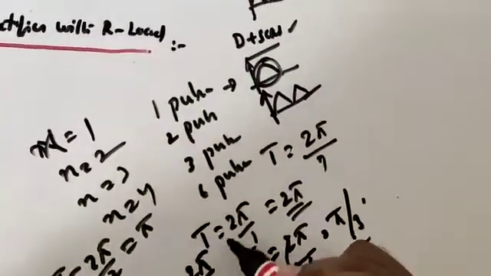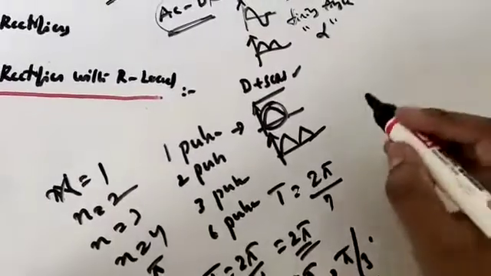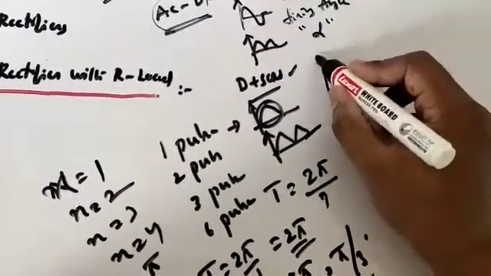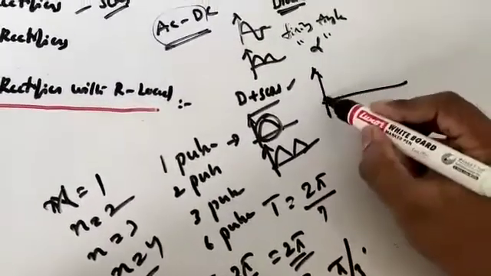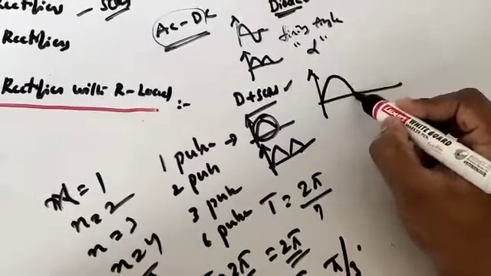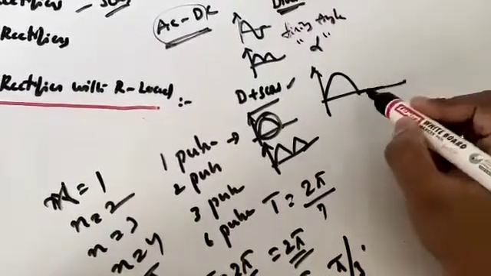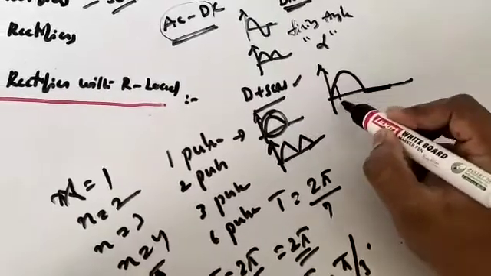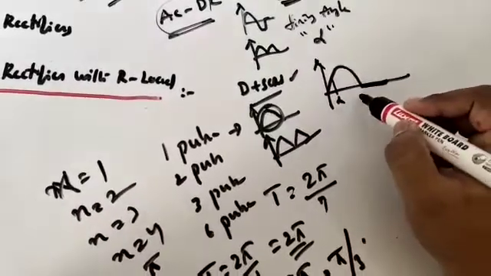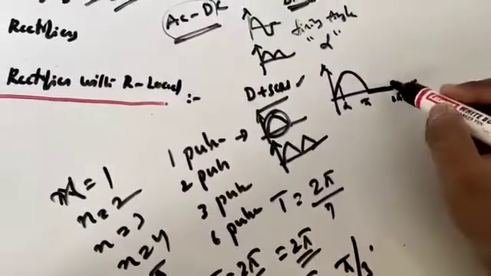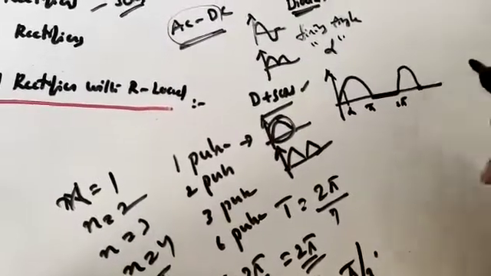So time period can be defined in this particular fashion. Another way of defining the time period is this. For example, in the output you are going to get an output like this. Let me suppose this is alpha, a given firing angle. This is pi and 2 pi. So this is the waveform of a half wave rectifier.